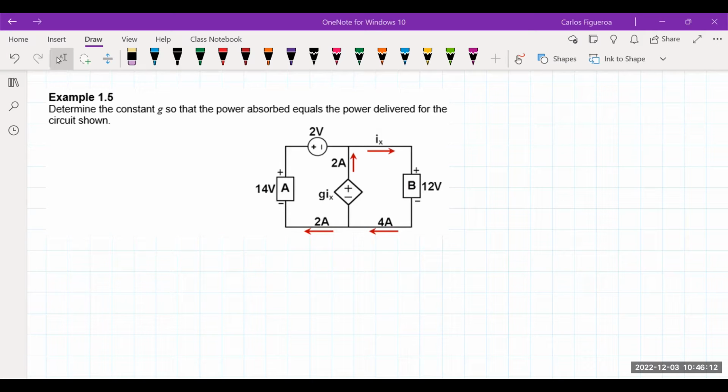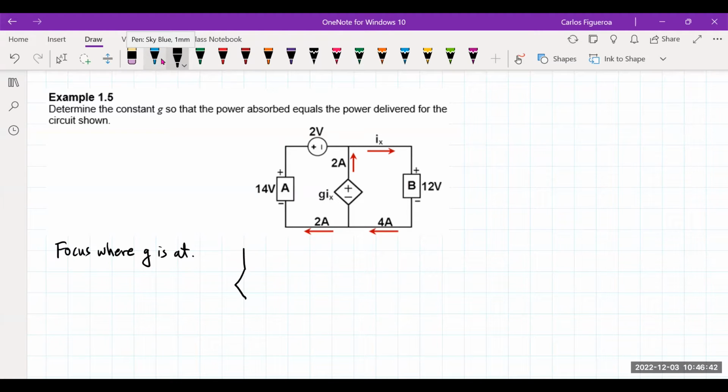Example 1.5: determine the constant G so that the power absorbed equals the power delivered for the circuit shown. So we have to use conservation of power to determine the gain G. Let's focus on where G is at, and you can see that it's in the middle element.